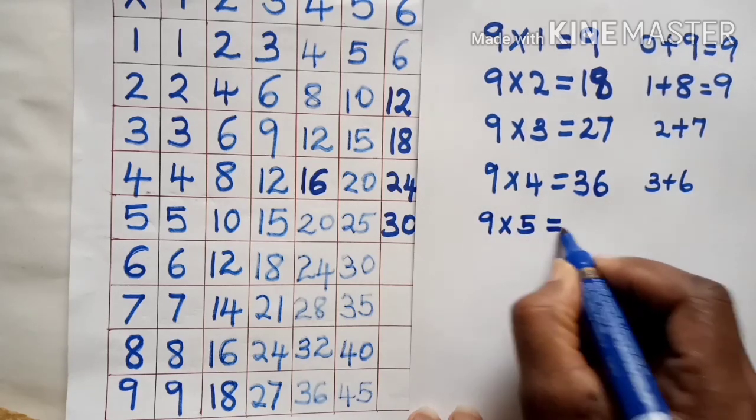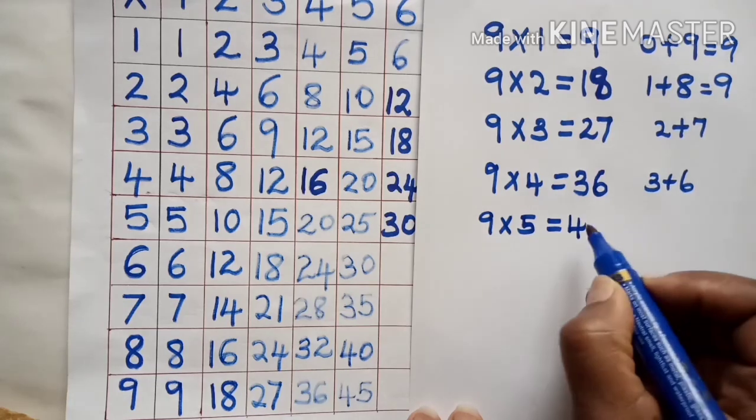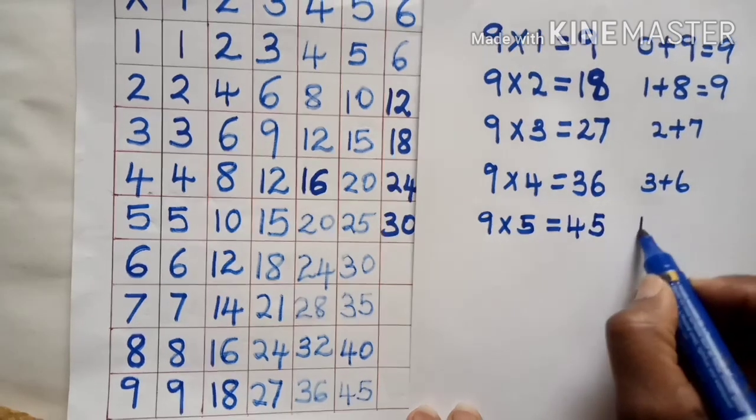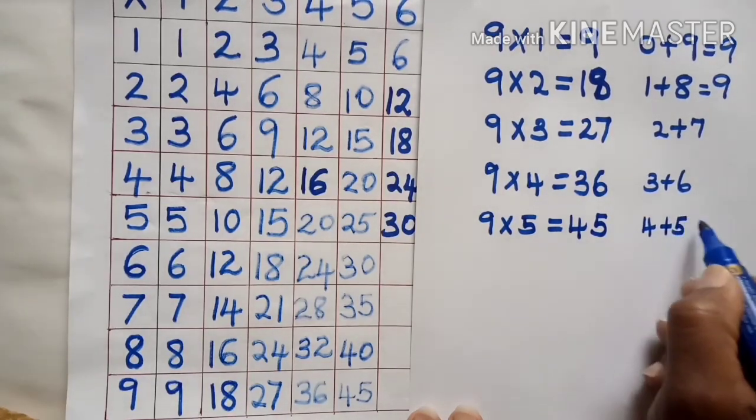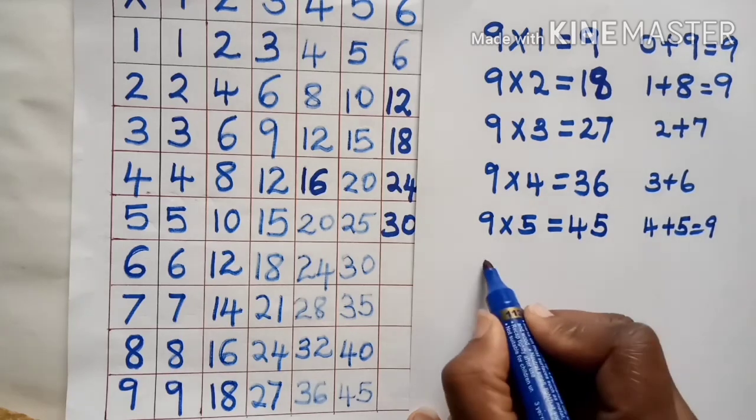5. 9 times 5, we take the number before 5, which is 4. Then say 4 plus what will give us 9? 4 plus 5. 4 plus 5 should give us 9. So our answer is 45.